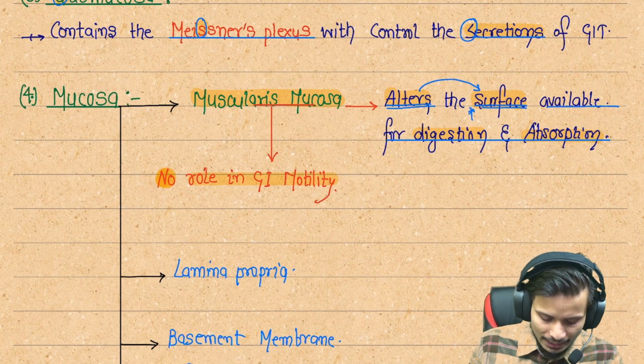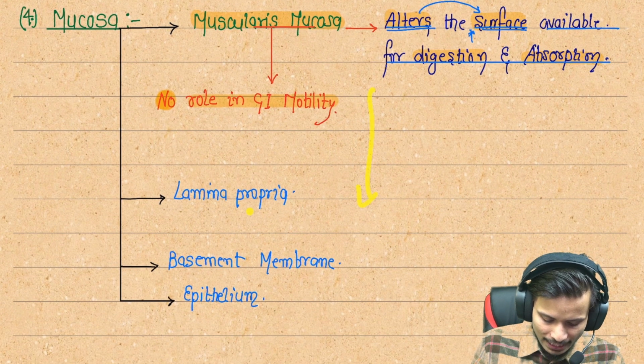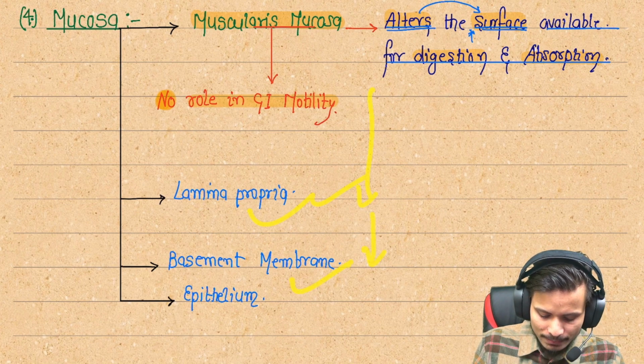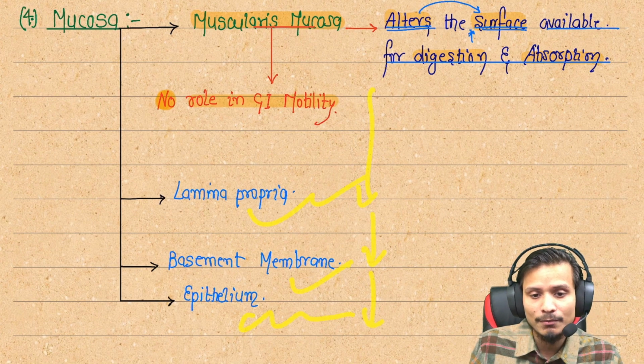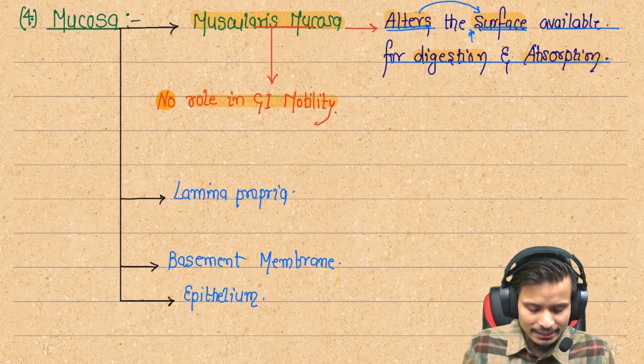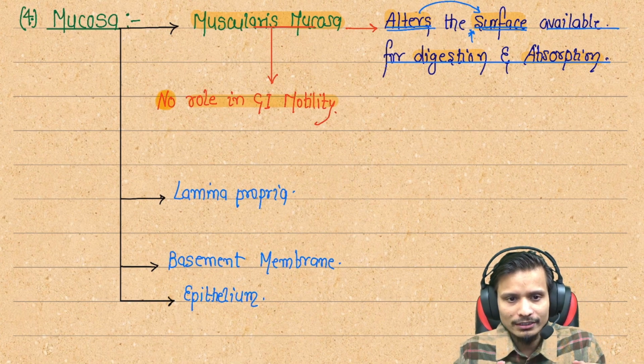And next, just moving inside, we have the lamina propria. Just moving inside, we have the basement membrane. Just moving inside, we have the epithelium of the GIT. So this is the main sequence we are following here. These are the main layers.